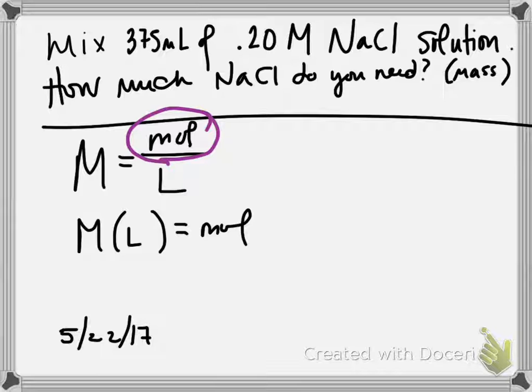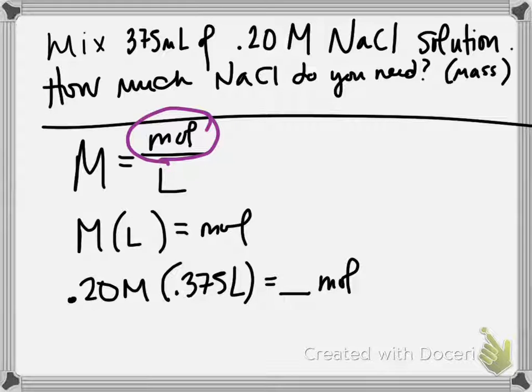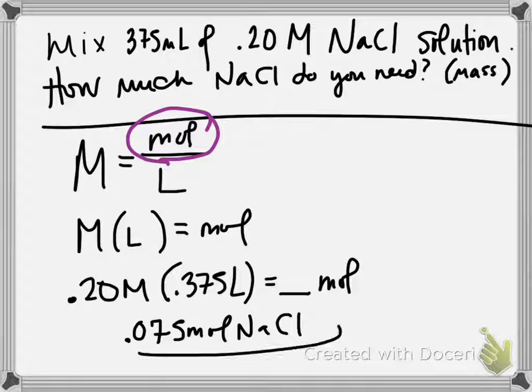Okay, so things to be careful about. I need 375 milliliters. I have to have my volume in what units? Has to be in liters. So that's 0.375 liters, and my molarity is 0.20. So how many moles of sodium chloride do I need? I've got 0.075 moles of NaCl required.